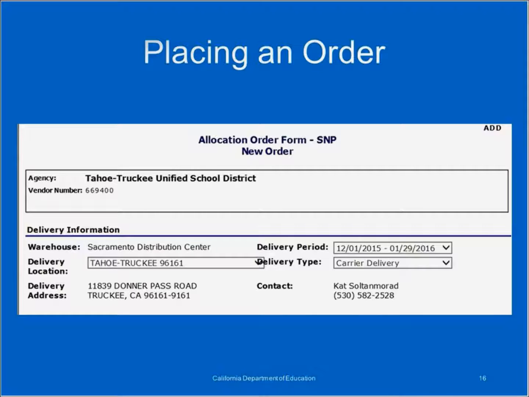In the second column, the delivery period will default to the most recent delivery period available. Agencies that are eligible to receive more than one delivery per allocation may request a different delivery period from the drop-down menu. Agencies have the option to pick up an allocation order from the distribution center by selecting Will Call from the Delivery Type drop-down menu. Will Call orders receive a 15% discount per case.